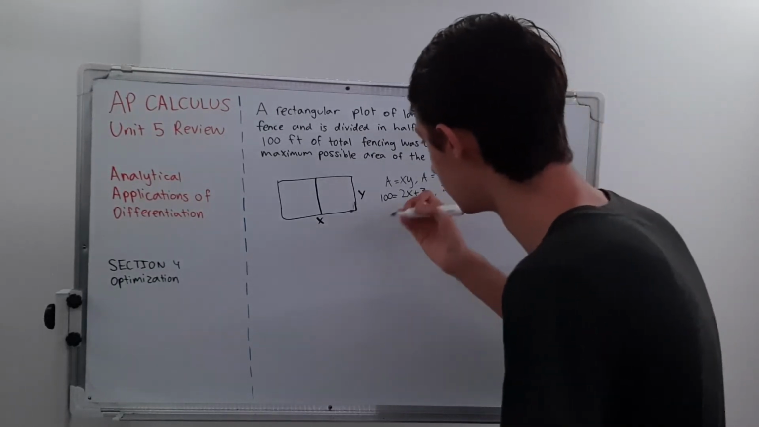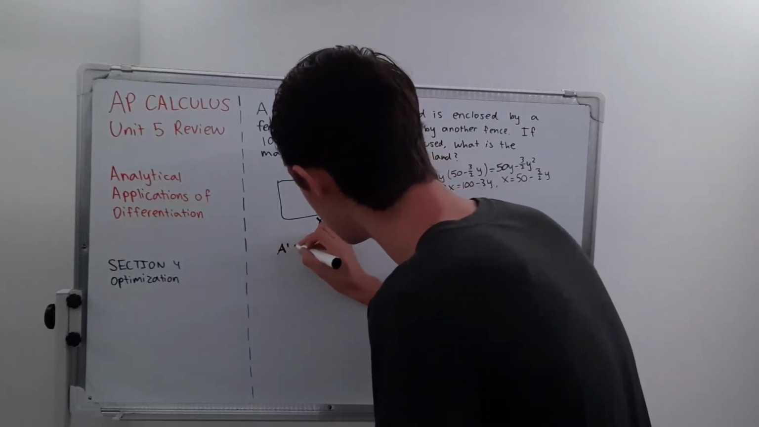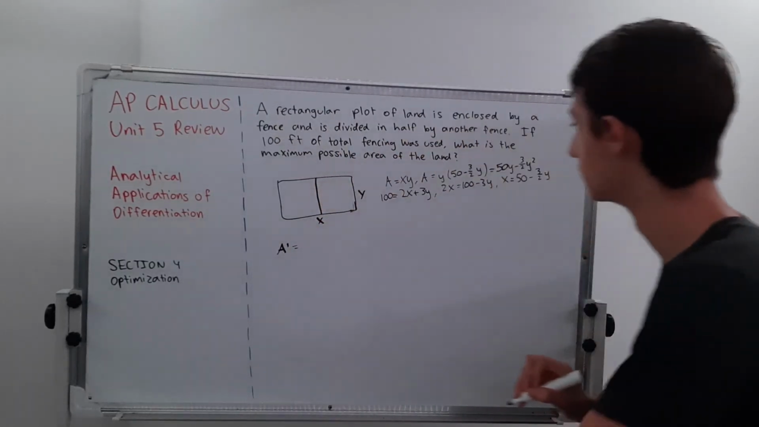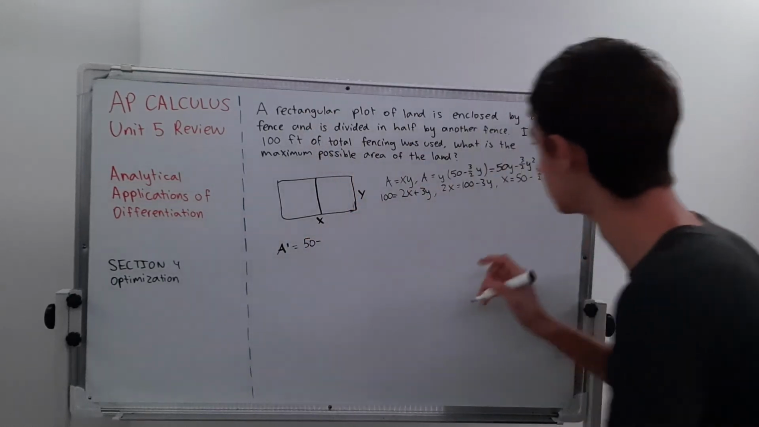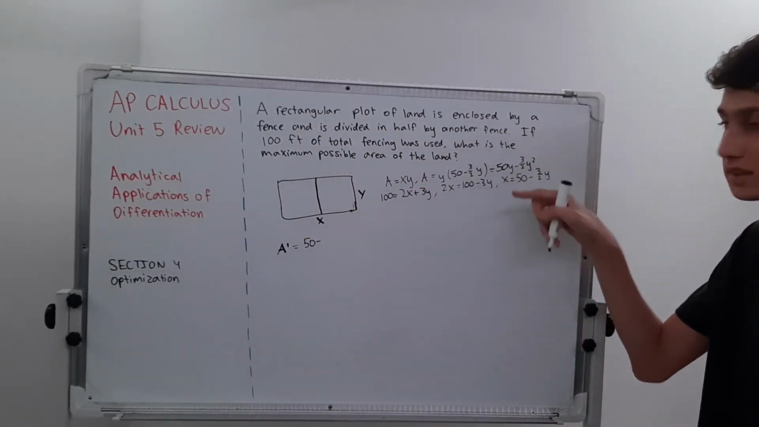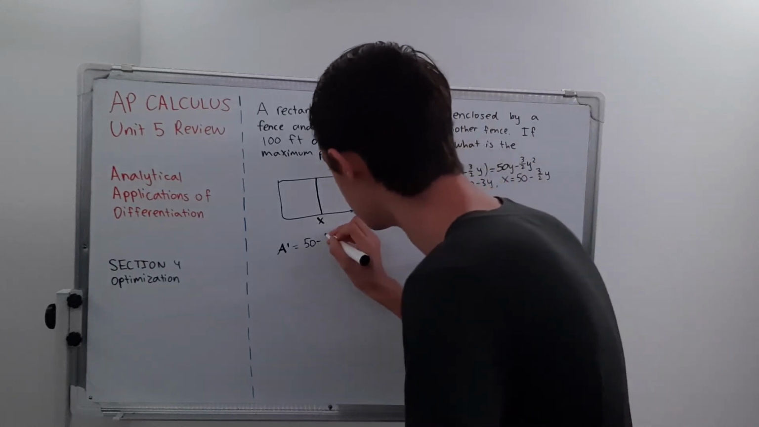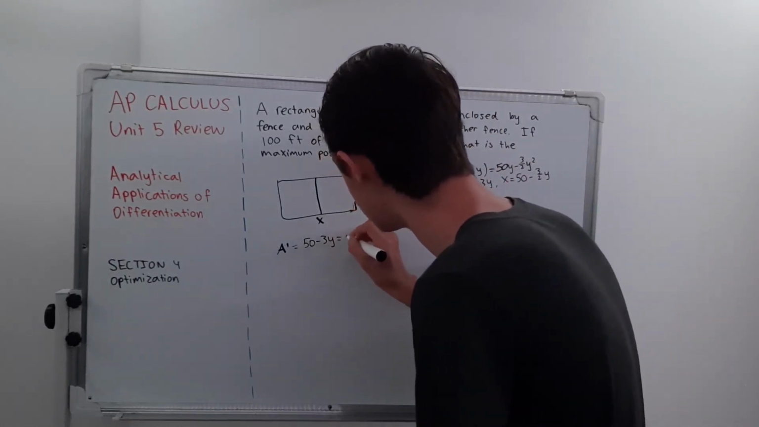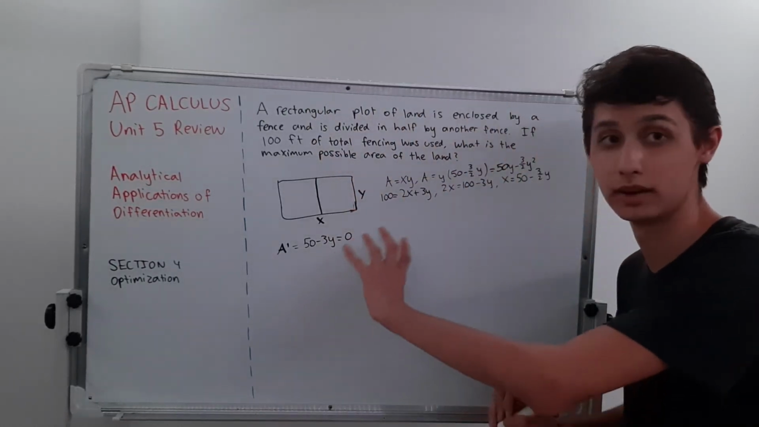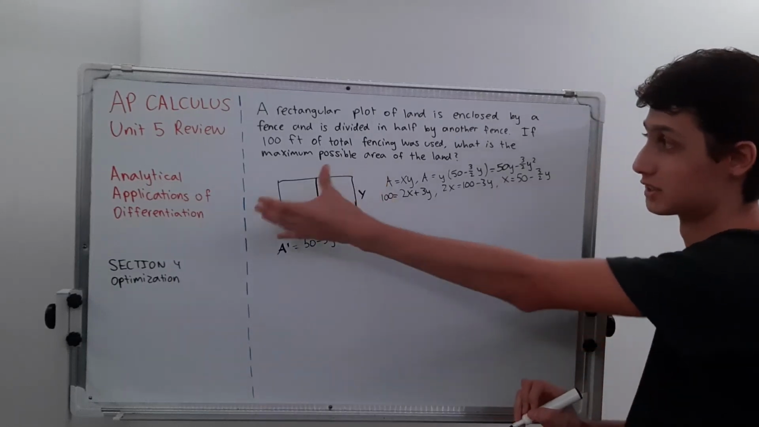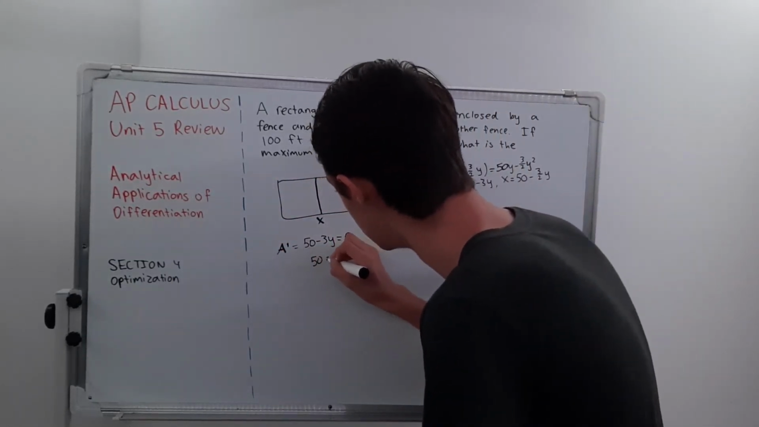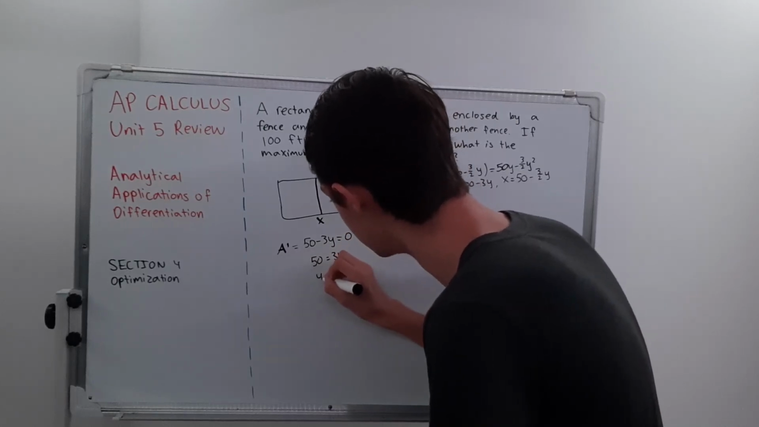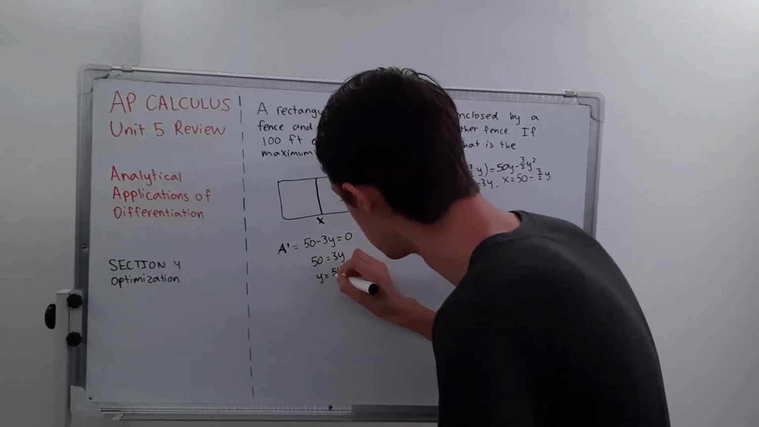Okay, so let me just do our area prime equation. This is just going to be 50 minus, and then the derivative of this is just going to be 3y. So 50 minus 3y, set this equal to 0, because we're trying to find a local maximum, actually an absolute maximum. So we can say that 50 equals 3y, and then y equals 50 over 3.